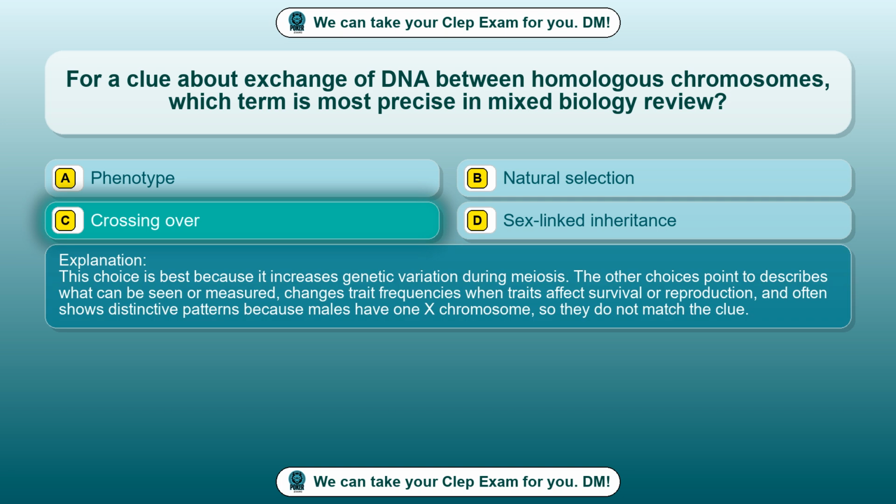This choice is best because it increases genetic variation during meiosis. The other choices point to describes what can be seen or measured, changes trait frequencies when traits affect survival or reproduction, and often shows distinctive patterns because males have one X chromosome, so they do not match the clue.